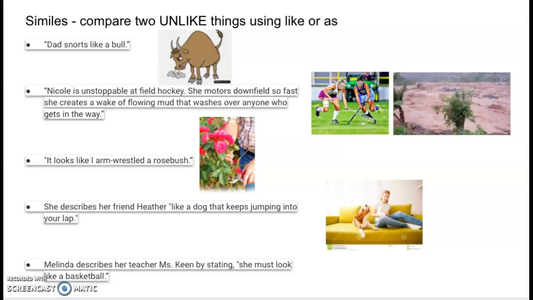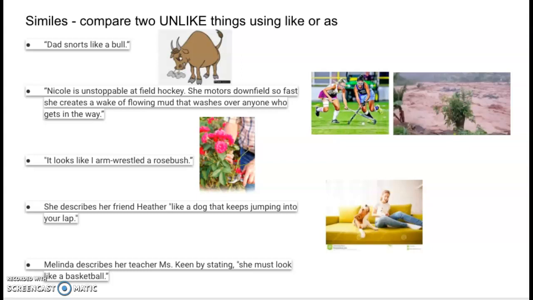In the second example, Nicole is unstoppable at field hockey. She motors downfield so fast, she creates a wake of flowing mud that washes over anyone who gets in the way. In this example, we see her respect for Nicole's athletic ability. This simile creates a clear image of the force that Nicole is. I think maybe Melinda longs to have a little bit of power like that, the kind of power that a wake of flowing mud could create, washing over anyone that gets in the way. So I think we see her respect for Nicole, but maybe even a little longing, a little healthy envy, I guess.